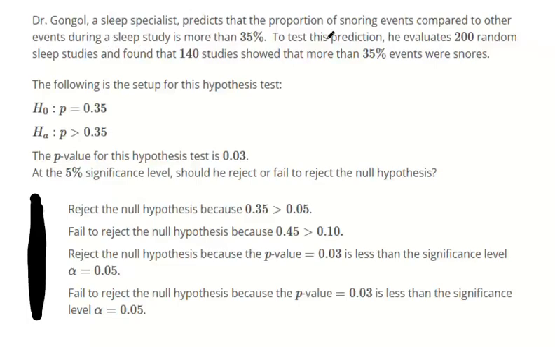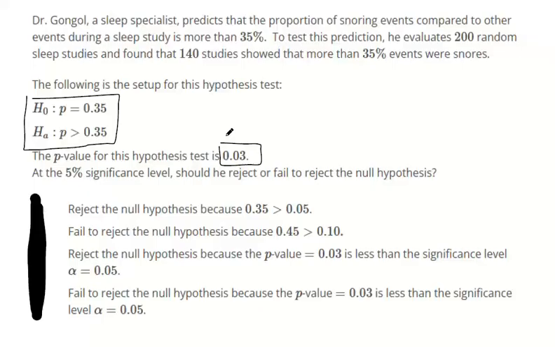Okay, so this doctor is conducting a test. You don't really have to know these details to get the question right. Look at your hypothesis statement. They're testing to see if a proportion is greater than 0.35. They give you the p-value. When you read real research, that's like the big number you want to look for.